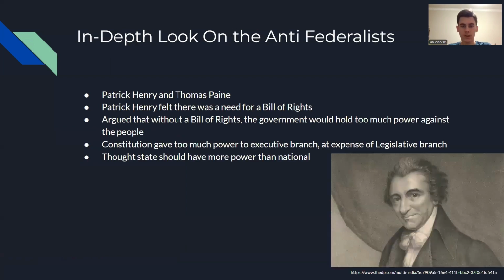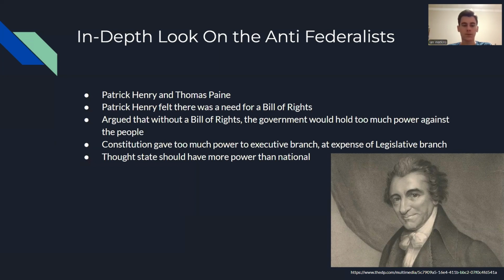So, a more in-depth look at the Anti-Federalists. You had a few famous people like Patrick Henry and Thomas Paine. Thomas Paine wrote Common Sense in the American Revolutionary War. Patrick Henry thought there was a really big need for the Bill of Rights. They argued that without the Bill of Rights, the government would hold too much power against the people. The Bill of Rights was the first 10 amendments, as we now know them.